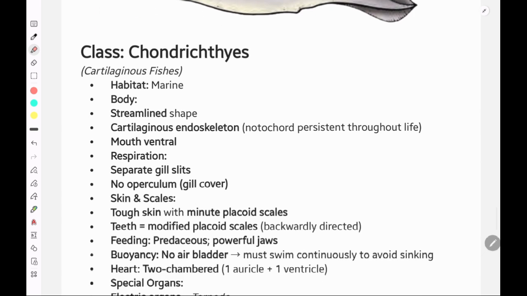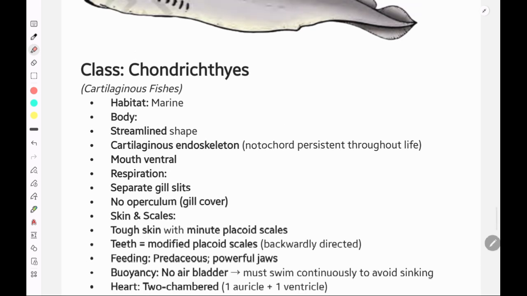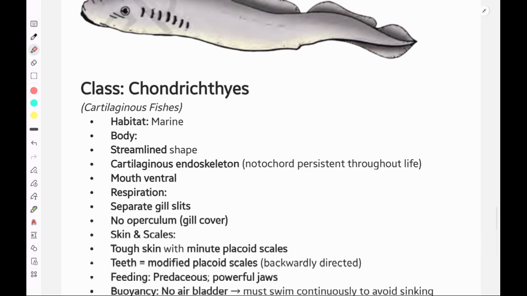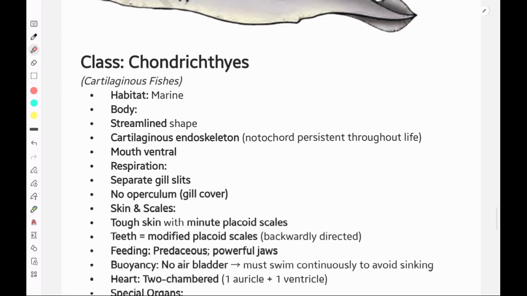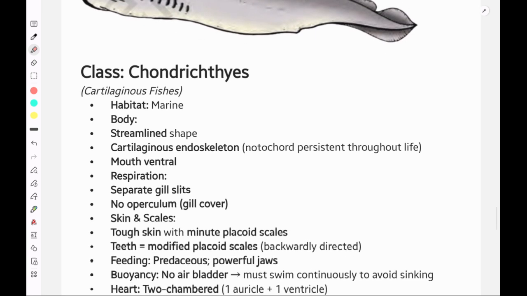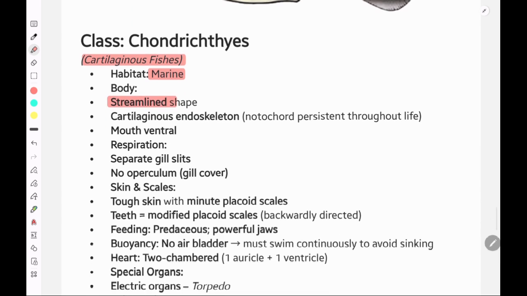Now we discuss Chondrichthyes. Chondrichthyes and Osteichthyes are both related to the Pisces subphylum. Their habitat is marine. They are also known as cartilaginous fish. In their body, the skeleton is mainly made up of cartilage. They are streamline shaped, as fish normally are.